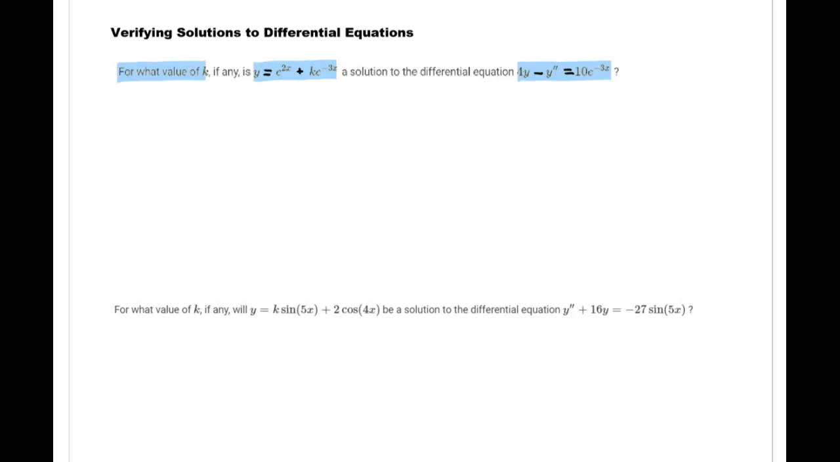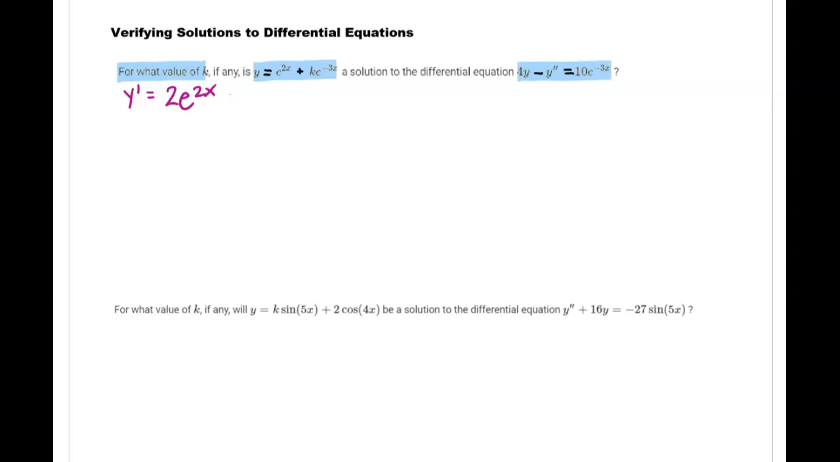Okay, so the way we do this, we have our function. Our differential equation will need a y, a y prime, and a y double prime. So we have to find y prime first. The derivative of e to the 2x is e to the 2x times 2, or 2e to the 2x, plus the derivative of k e to the negative 3x. The derivative of e to the negative 3x is e to the negative 3x times negative 3.